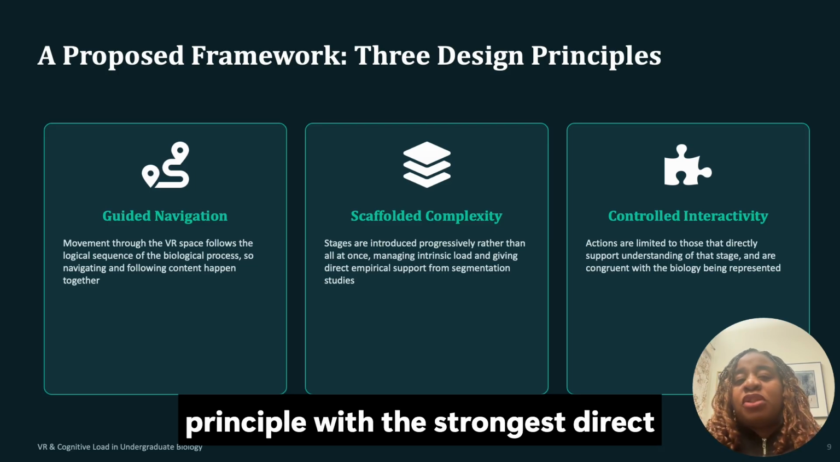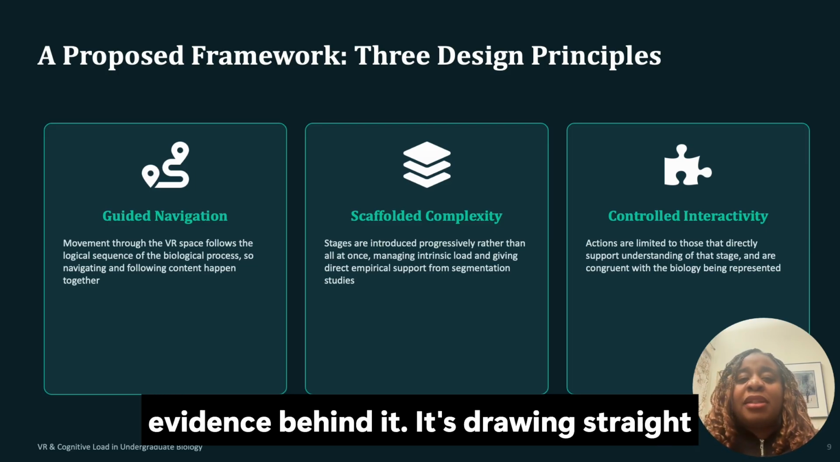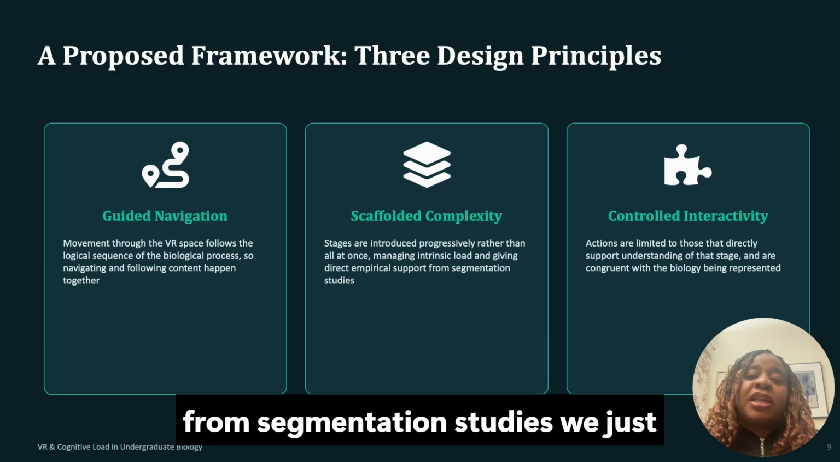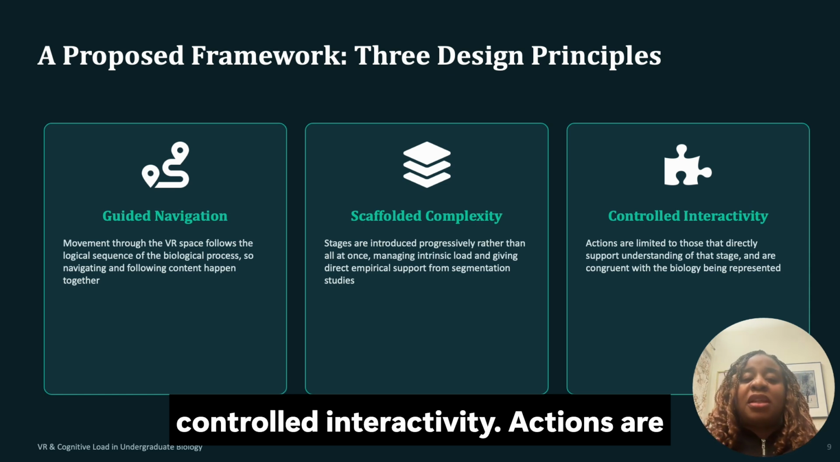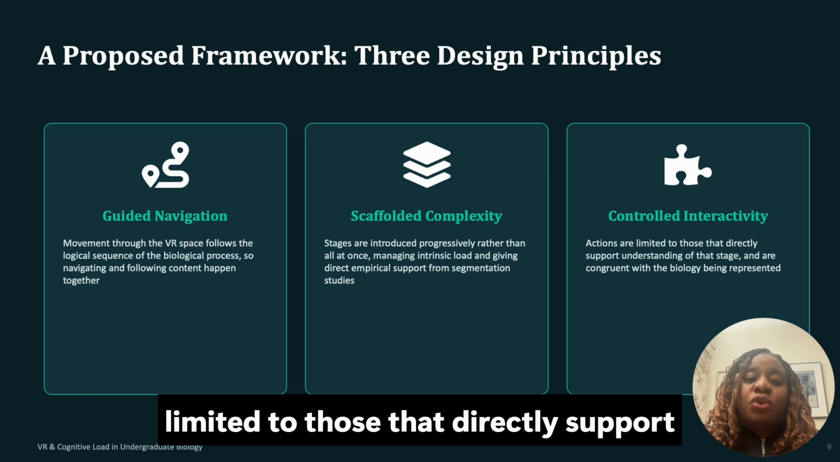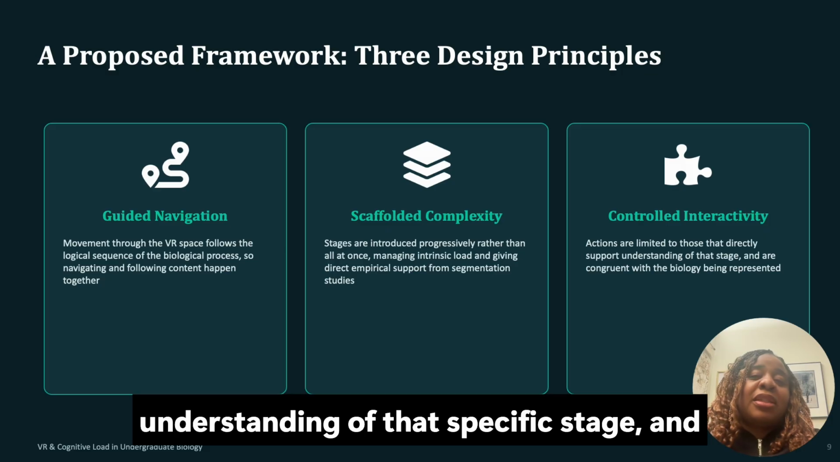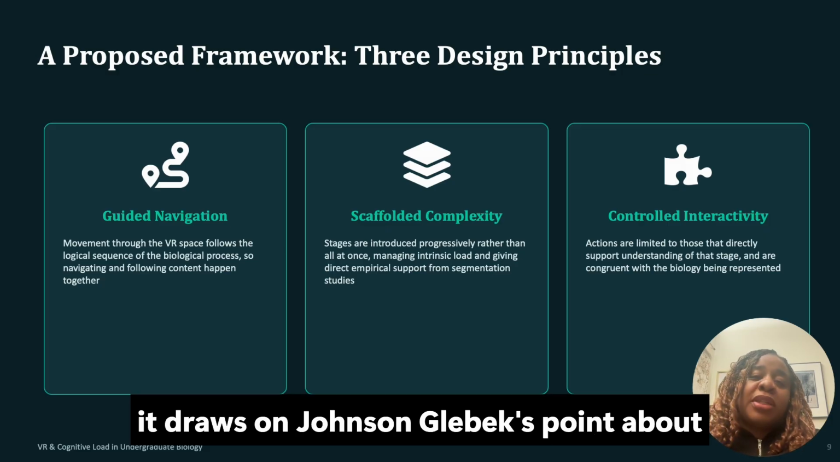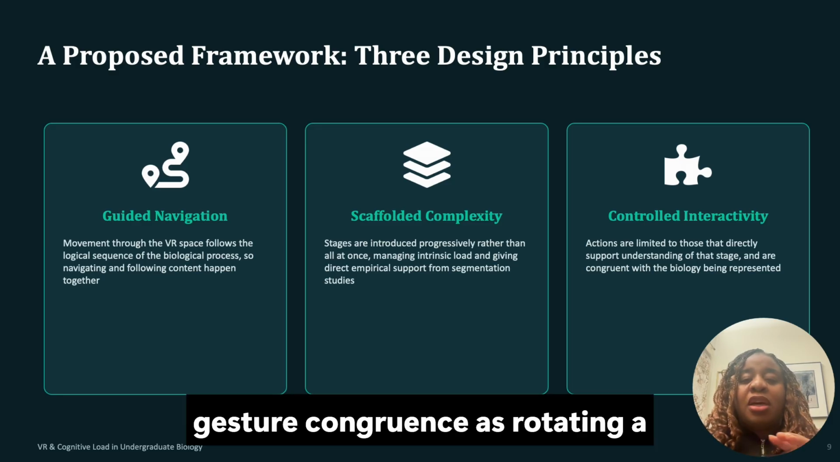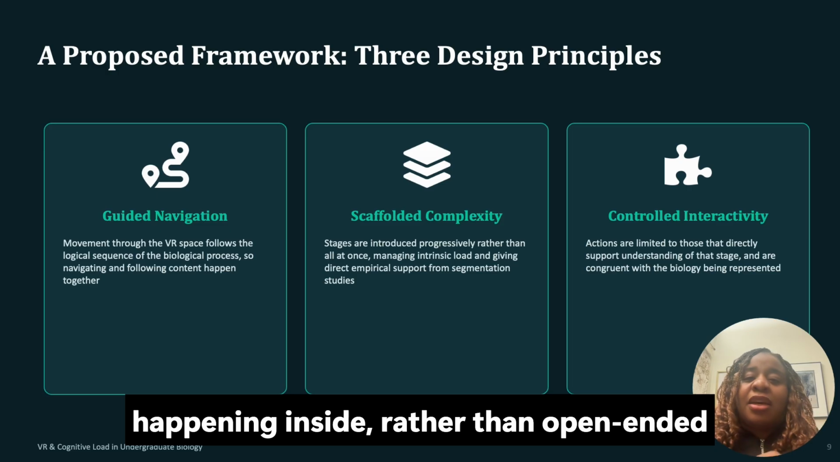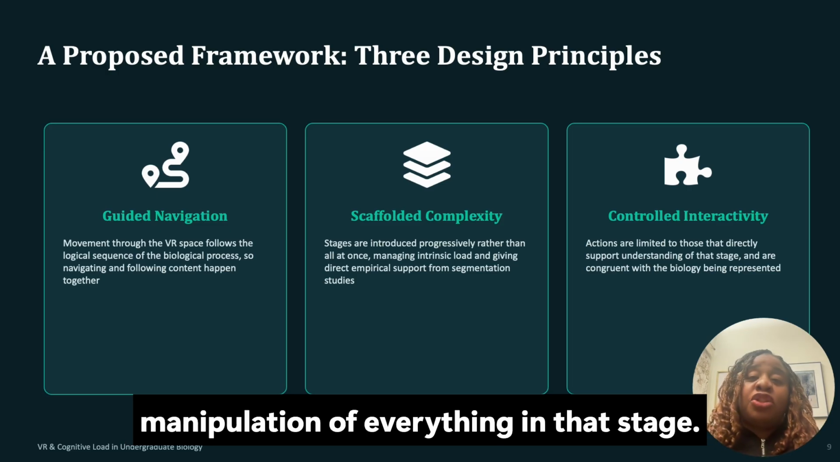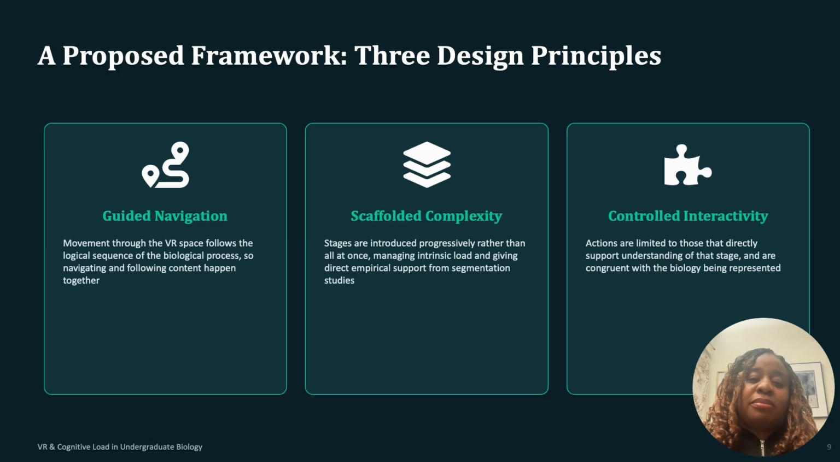This is the principle with the strongest direct evidence behind it. It's drawing straight from segmentation studies we just covered. And finally is controlled interactivity. Actions are limited to those that directly support understanding of that specific stage, and it draws on Johnson-Glenberg's point about gesture congruence, that's rotating a mitochondrion to see respiration happening inside, rather than open-ended manipulation of everything in that stage.